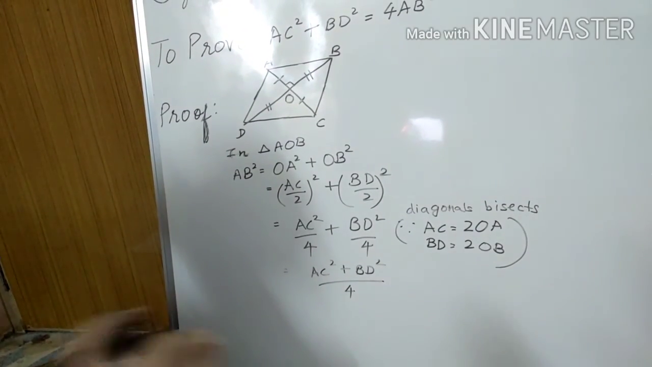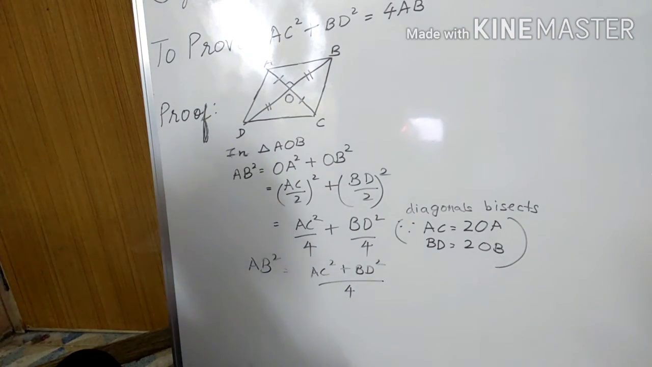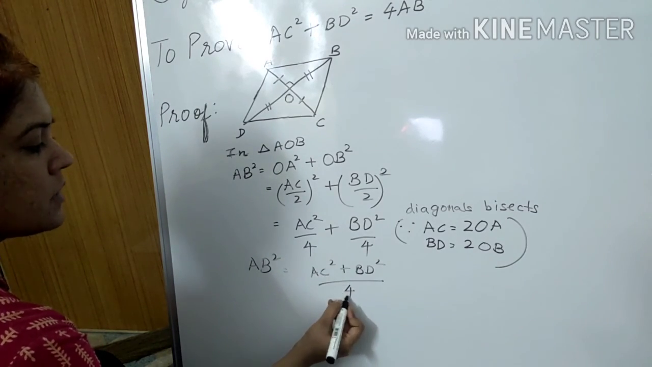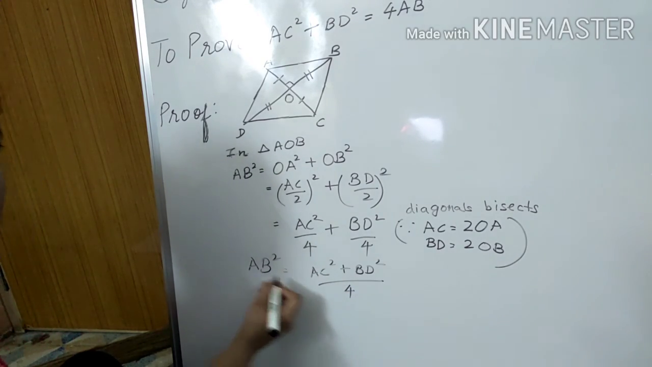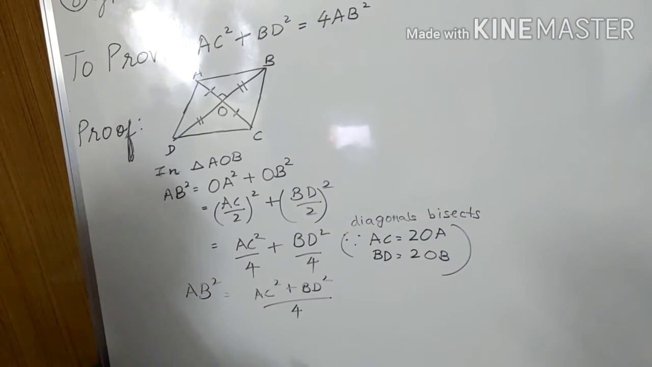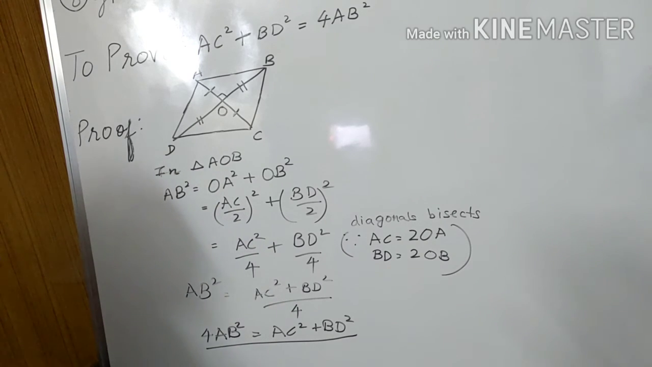Now, on the left hand side there is AB square only. It is AB square, you can see. Now we are at the end of our result. Like this 4 I will multiply in a cross way. So here I write 4AB square is equal to AC square plus BD square. So here we have completed our question number 8 proof.